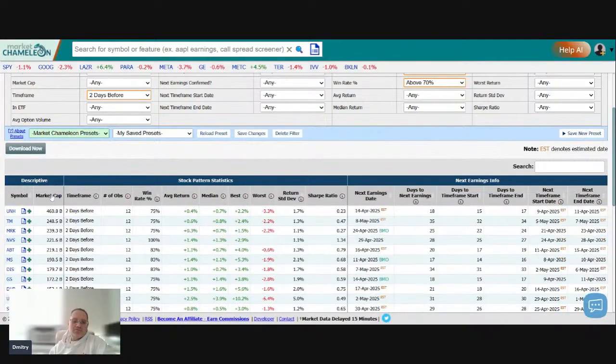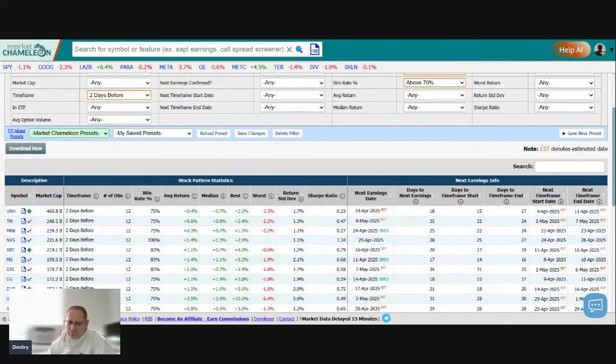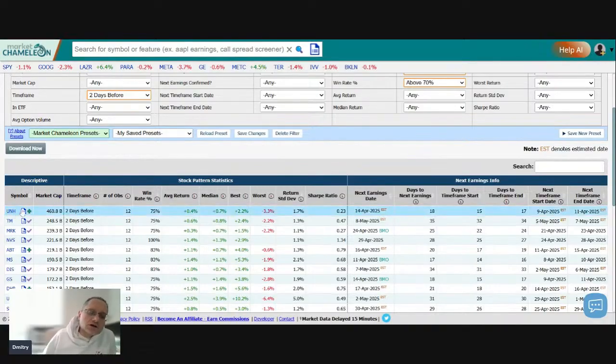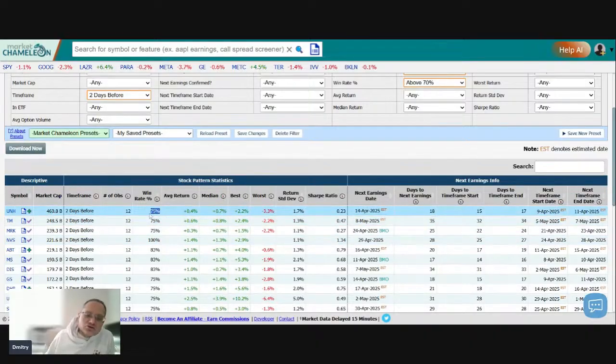If you click on the market cap, you can see those sort highs to lows, lows to highest. So now we have this list of symbols that tended to run up 2 days before the earnings. So you see UNH over here. If we open that, United Healthcare Group had it historically in the last 12 observations, 75% of those observations, the stock was higher for that two-day trading period.